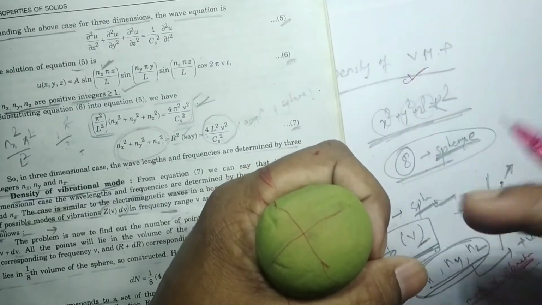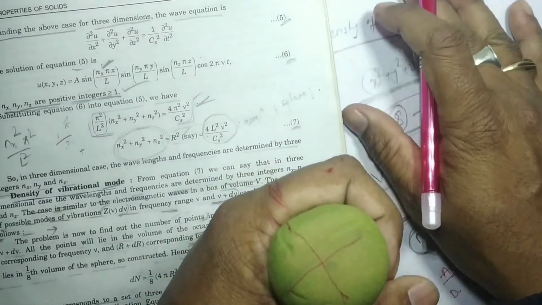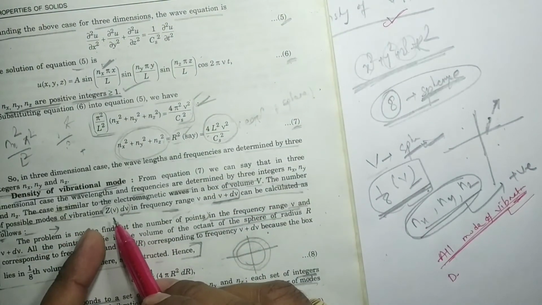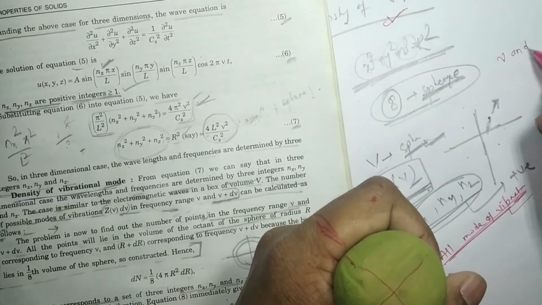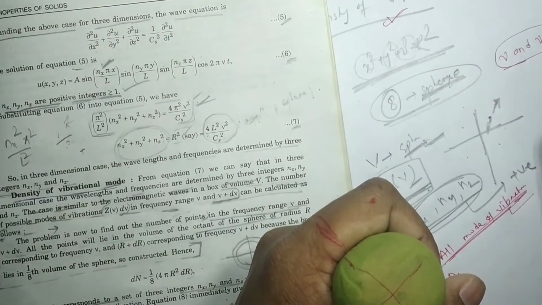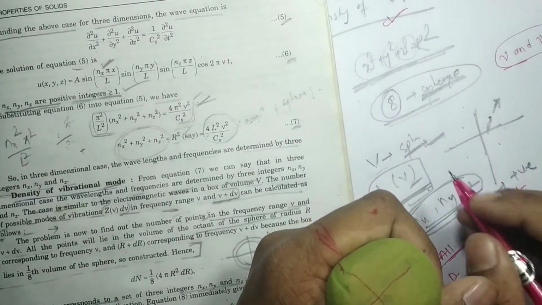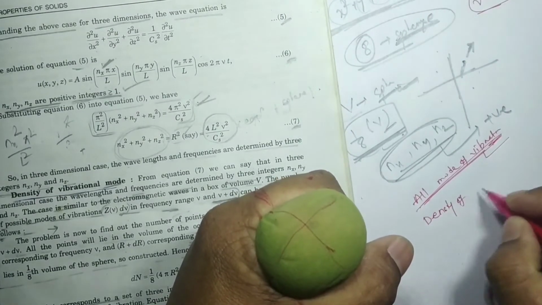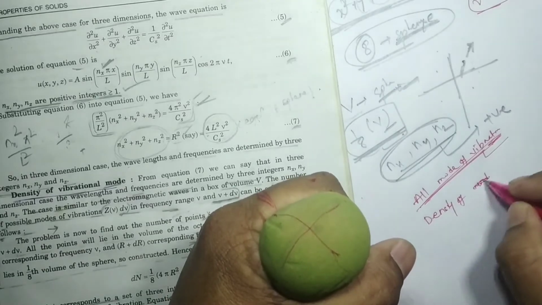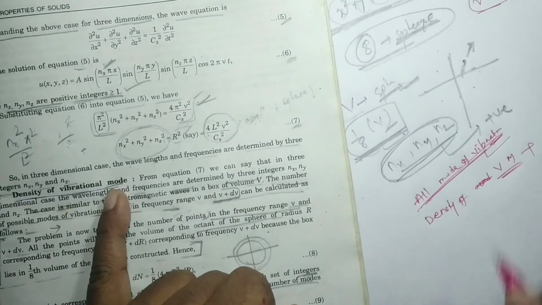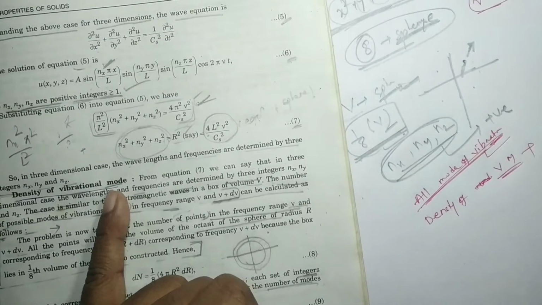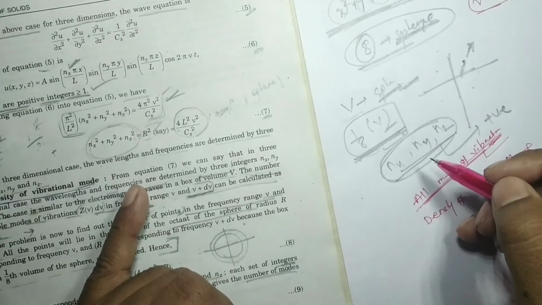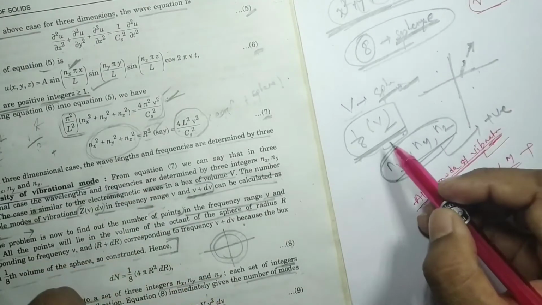The density of vibrational mode is nothing but the number of possible modes of vibration in the frequency range mu to mu plus d mu. So in a small frequency range, the number of modes of vibration is called the density of vibrational mode. Here we found the total number of modes of vibration in the volume for this case is this much.